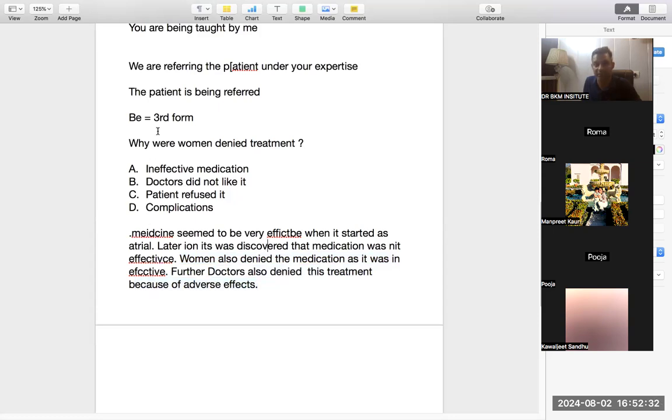Now let's make it a little more complicated, because some people understand verb plus third form. But this: why have women been denied treatment?